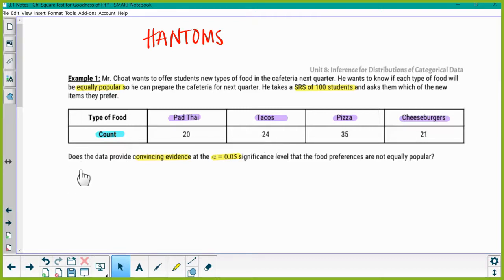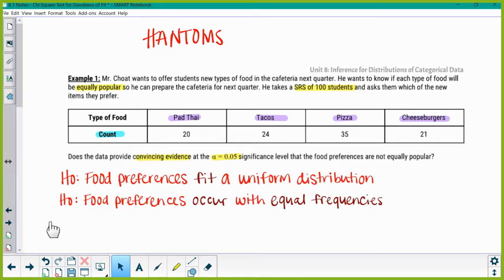Now that that's okay, I'm going to go in and write my hypotheses. So I wrote this in two different ways. The reason why I did this in two different ways is because I do want to introduce you to uniform. Uniform just means that they're the same across the board. Sometimes in the AP test, they will use uniform. Sometimes they'll say equally likely. I just want you to see both before you get there and you're like, I don't even know what that means. So the food preferences fit a uniform distribution, or you could write the food preferences occur with equal frequencies.